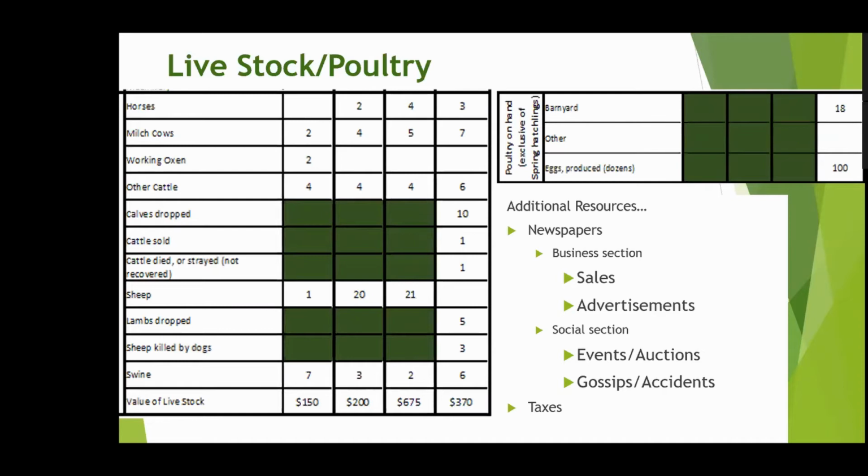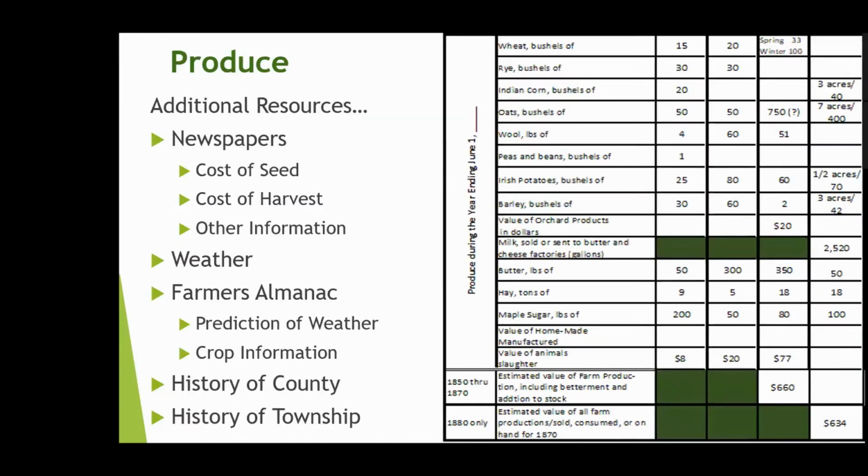Did they go visit somebody? Did something happen on the farm? You know, various accidents. So this is a great way. Plus, again, taxes on the various types of products and livestock, produce. There is more information. There are newspapers about the cost of seed, cost of harvest, other information, possibly warning you about weather coming through. Again, the Farmer's Almanac predicts weather and gives you crop information. You can also find information in a history of the county and also the history in the township section.